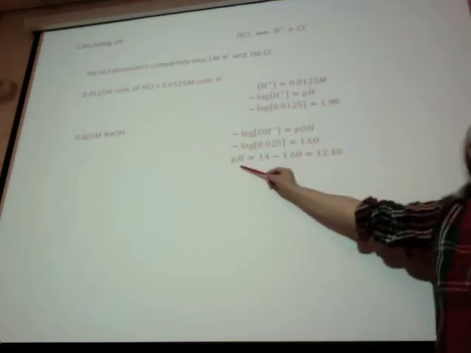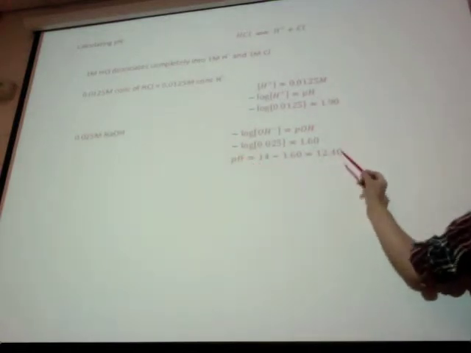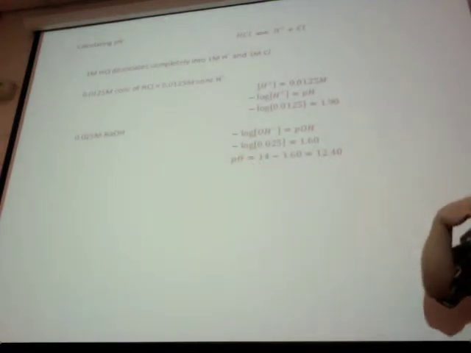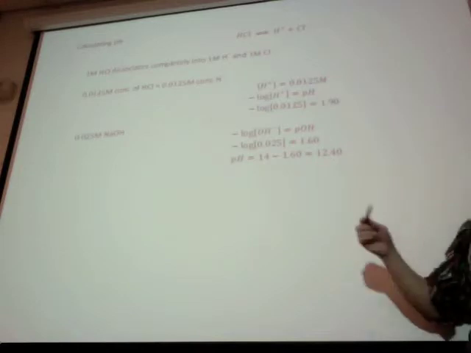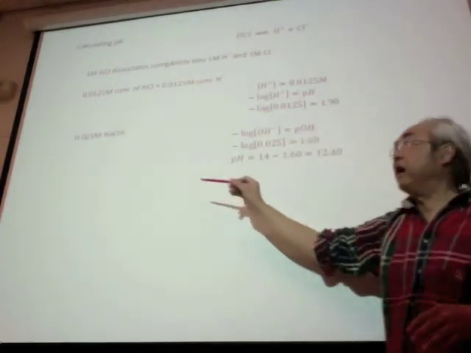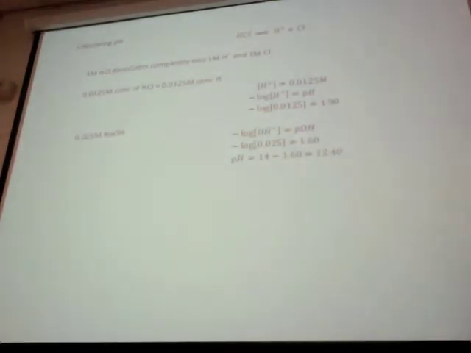So when I ask you for the pH, it's going to be higher than 7 to be logical, because you realize this is a base. It cannot be less than 7, okay? So just a double check for your answer. Any question? Okay.